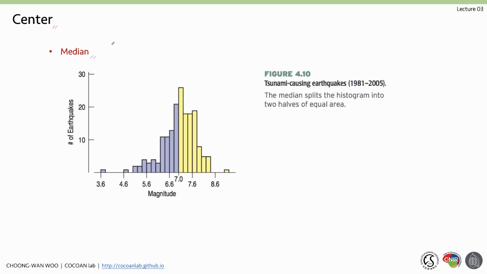When you understand the shape of the distribution, you want to provide some summary statistics, summary values, for the distribution. One important thing is the center. The median and the mean are the common center statistics. The first one is the median. Let's say you have the number of earthquakes. This is frequency, and the x-axis is the magnitude of the earthquakes. The median splits the histogram into two halves of equal area.